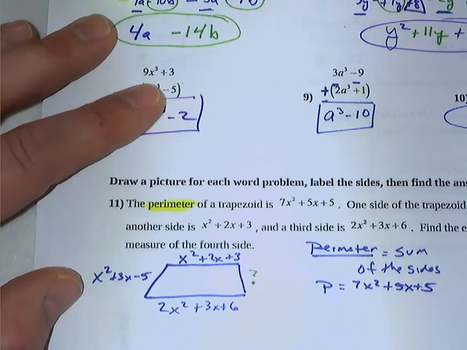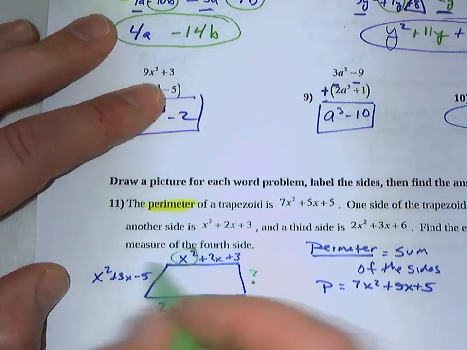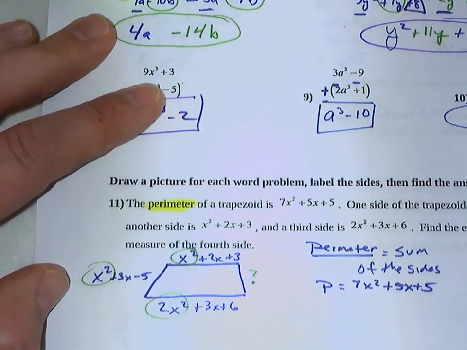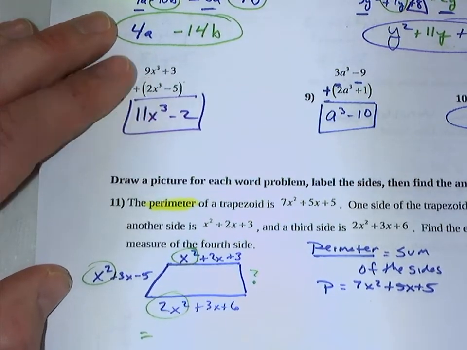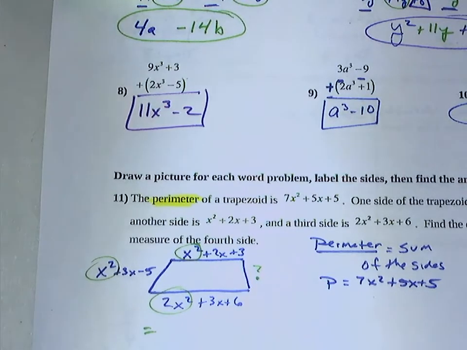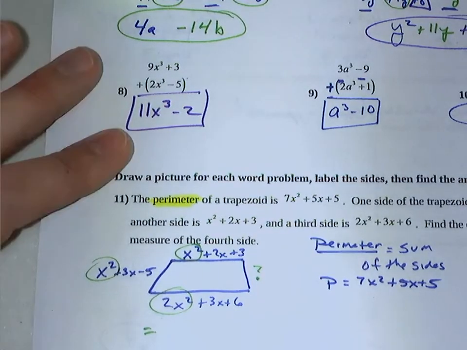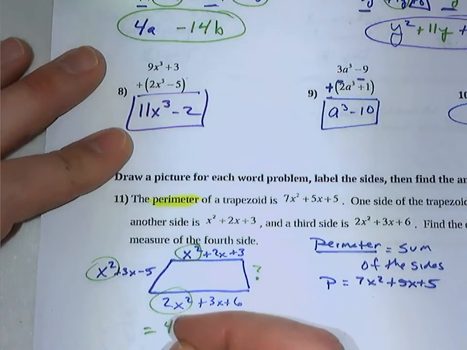So let's add these guys up here. What's x squared plus 2x squared? Add those all up. What's 2 plus 1 plus 1? How many x squareds do you have? 4, right? 1 plus 1 plus 2 is 4. I got 4x squared. Perfect.